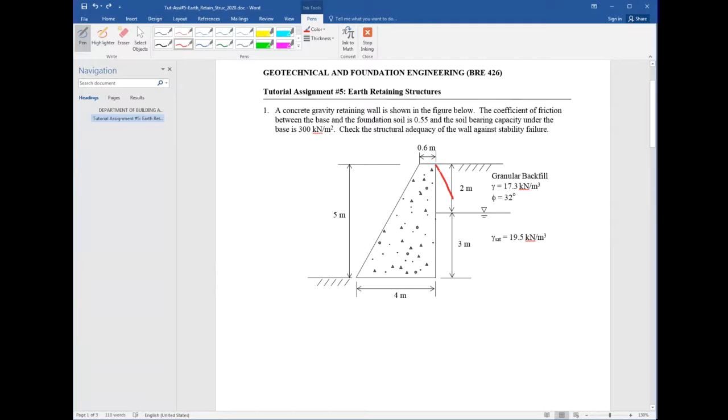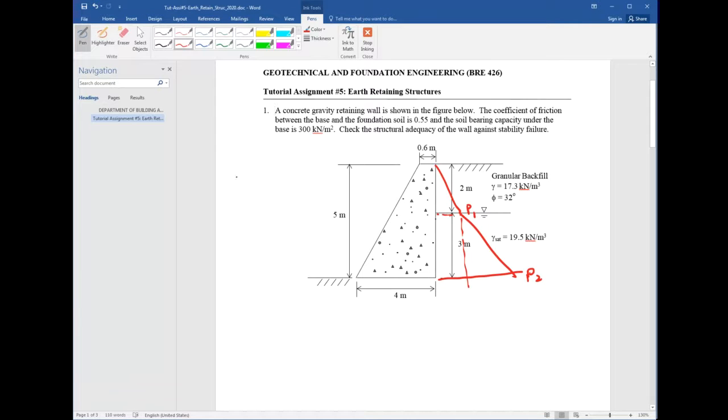We believe that... now what's the pressure here? Say P1. And what's the P2? What's the pressure?